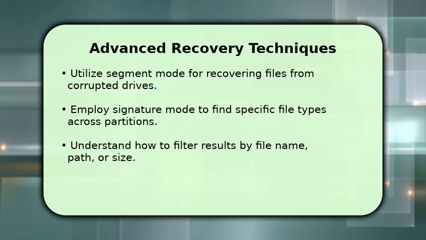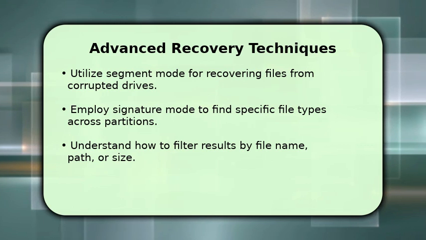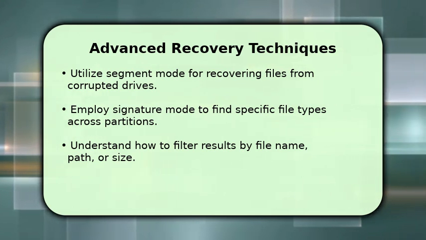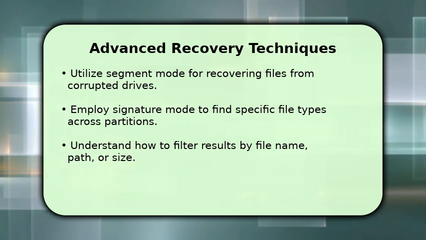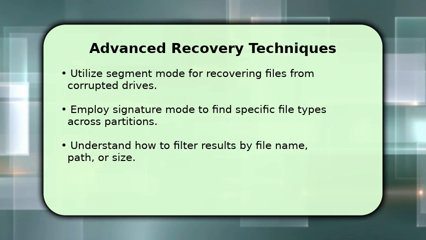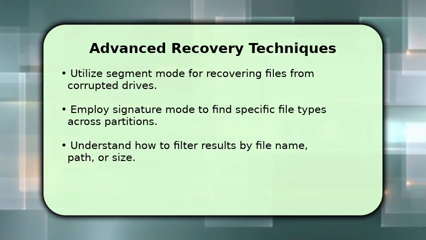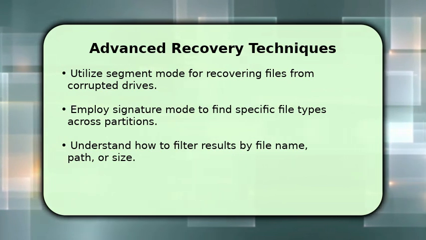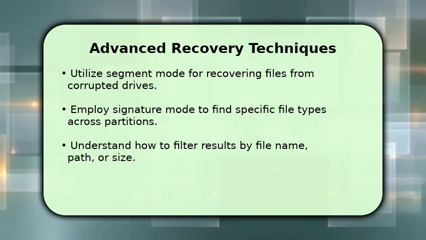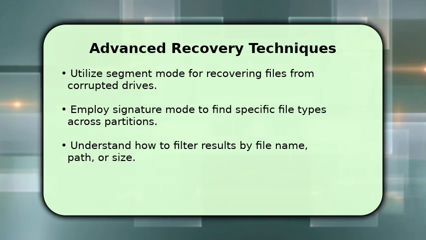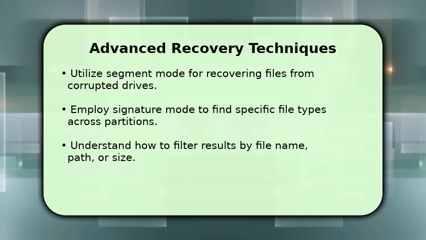For more challenging situations, consider using advanced modes. Segment mode, activated with /segment, is ideal for recovering files from corrupted NTFS drives. If your drive is severely damaged or formatted, signature mode, using /signature, can find specific file types like JPEG or PDFs across all partitions. You can also refine your search with filters, such as /n *.docx to target only Word documents, or /s for specific sizes.